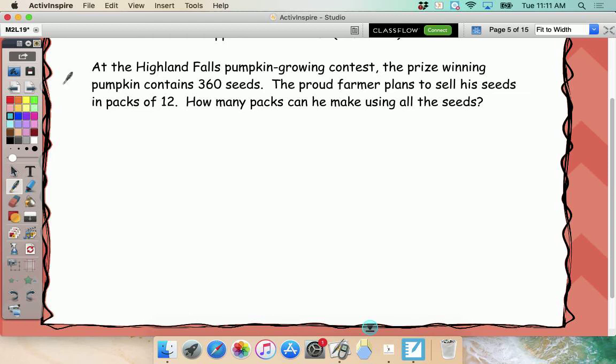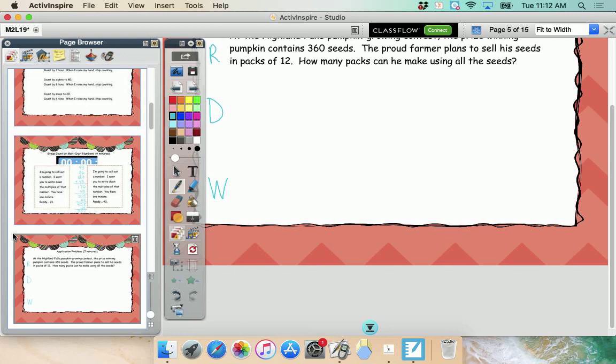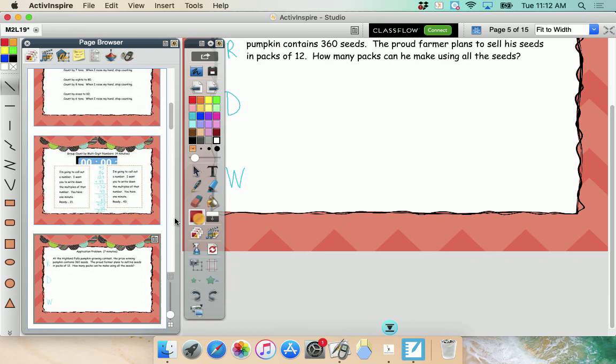Okay, so here's what I want you to do. We just read it. We're going to draw, and then we're going to write. That means write a sentence, okay? I think I already know how to do it. What's the best thing I could draw? Am I multiplying or dividing here? Dividing. What's the best thing I could draw?